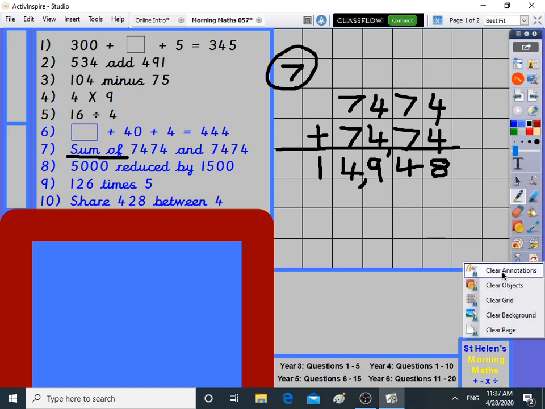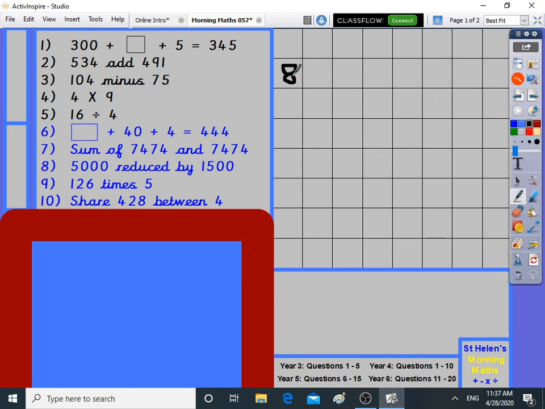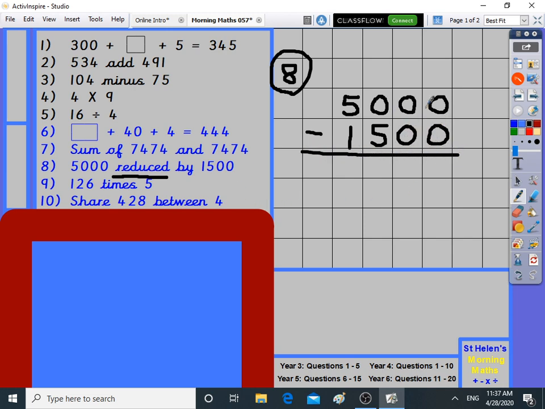Pause if you need to copy. Question 8, it has this word reduced in it. Reduced, it means take away. Something we've got to learn. Take away. In takeaways, you'll want the biggest number at the top when you're doing column subtraction, column take away. 5,000 take away 1,500. Reduced means take away. So 5,000 reduced by 1,500. We set it up like this.